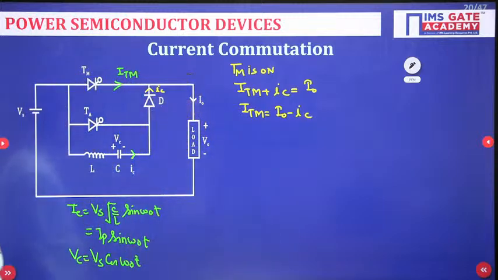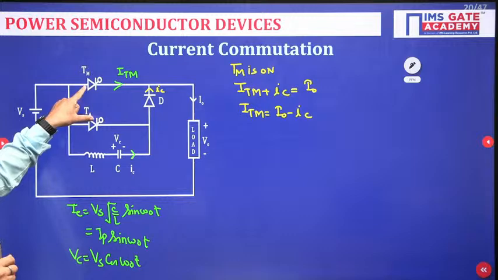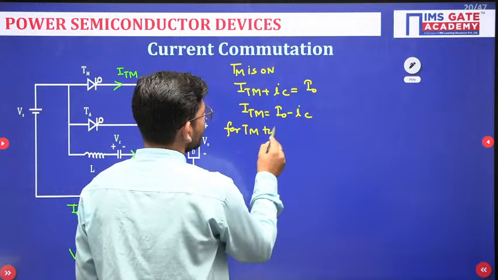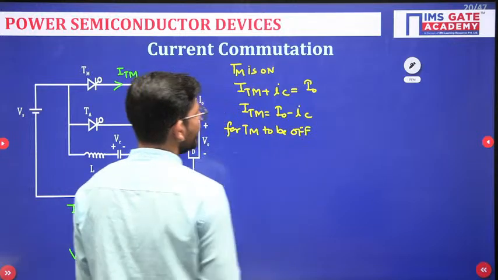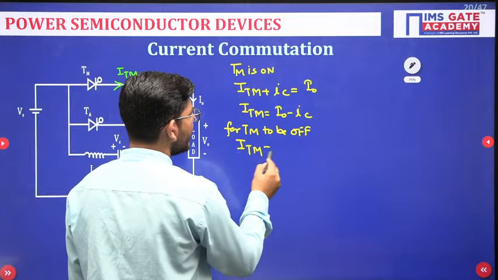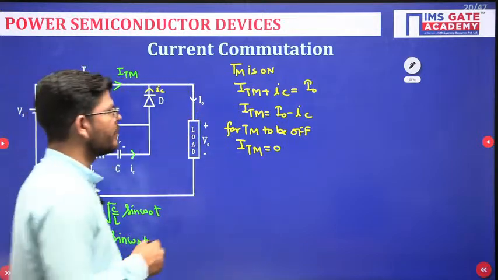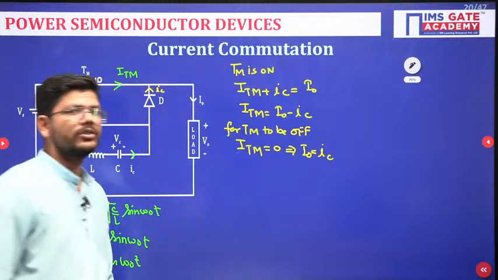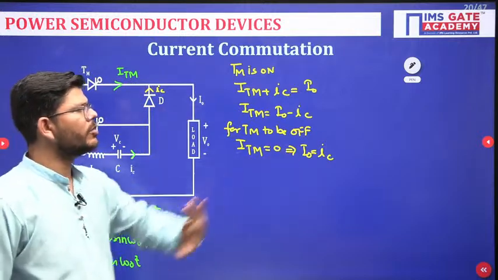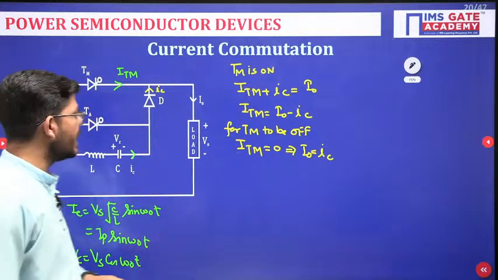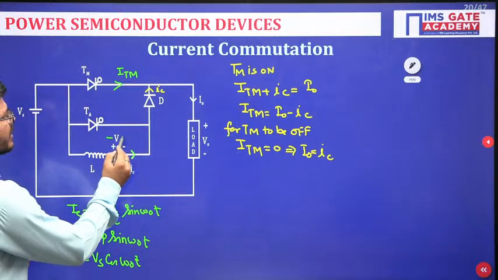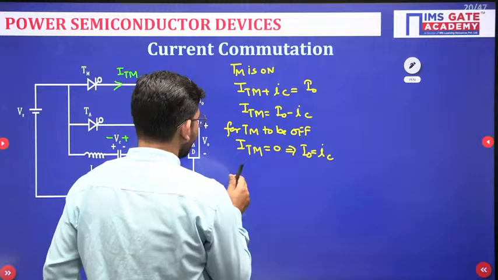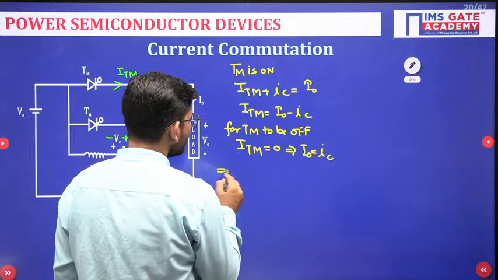Now what is the purpose of the commutation circuit? The purpose of the commutation circuit is to turn off the thyristor Tm. So for Tm to be in off condition, what should happen? ITM has to become 0, no current across the thyristor. Then we have the condition that I naught equals IC. Yes or no? So when I naught becomes equal to IC, ITM will become 0, and at that time the capacitor must be applying a reverse voltage across this device, and that's why it is off. So we have I naught equals IC.